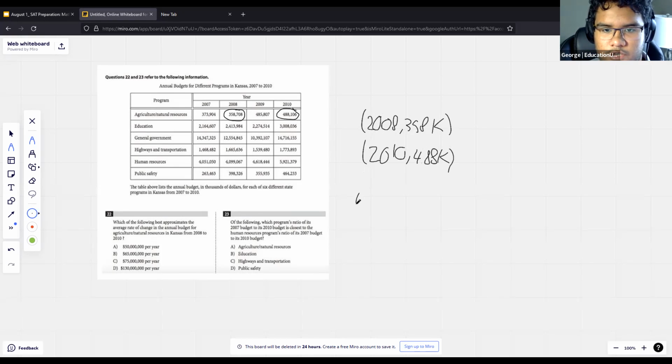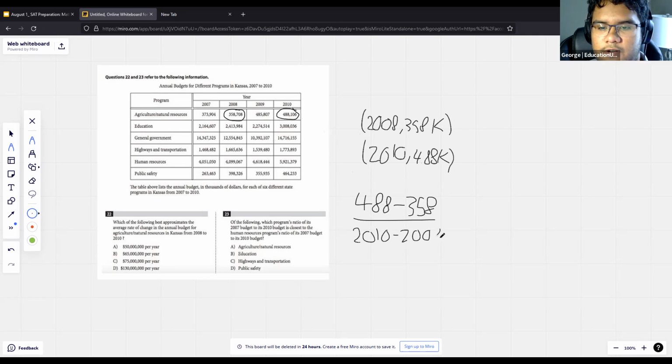So it would look something like this: 488. For the sake of simplicity, I'm just focusing on the thousands here because the small numbers are minuscule, and it's asking for an approximation. It's not asking for the exact thing. So working with these will make it much easier to read and calculate. So we have 488,000 minus 358,000 over the years.